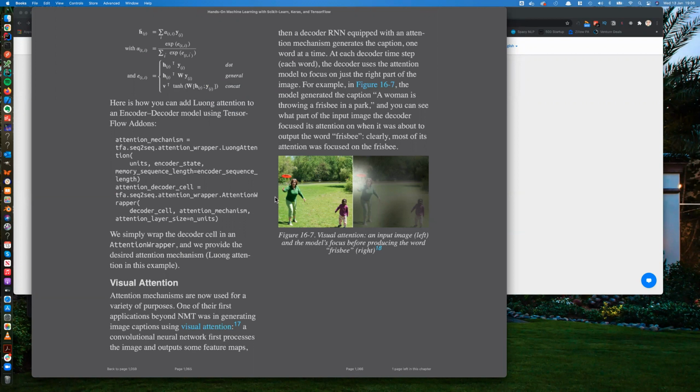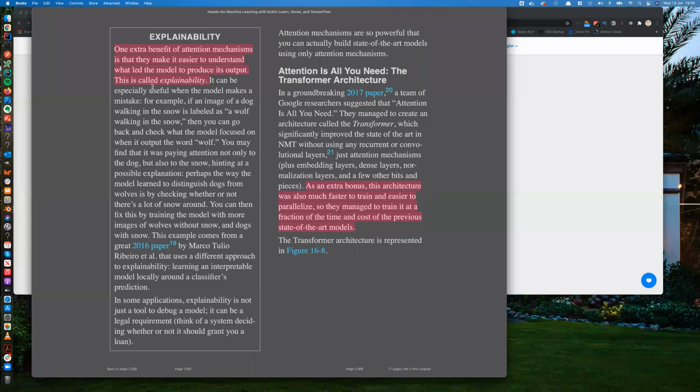And then they've got a small section on visual attention, how attention mechanisms have been used in vision as well, here for image captioning. They've shown that particularly in this step where it was trying to output frisbee, it was actually focusing on the frisbee bit. This is quite nice in that a lot of these attention mechanisms output all these attention weights, so you can get some explainability as to what the model was trying to achieve.